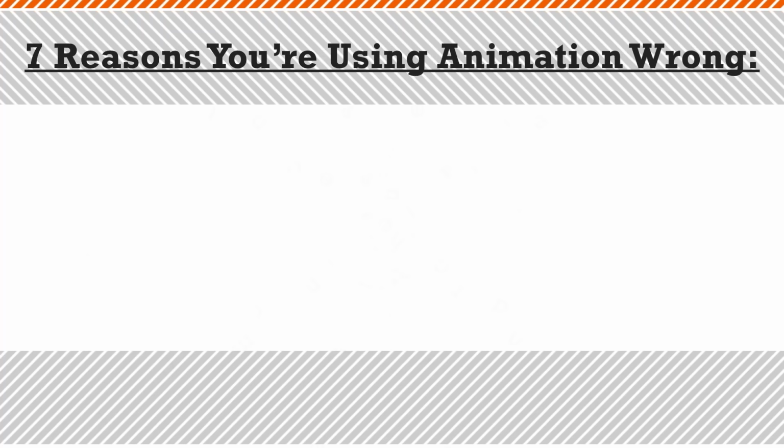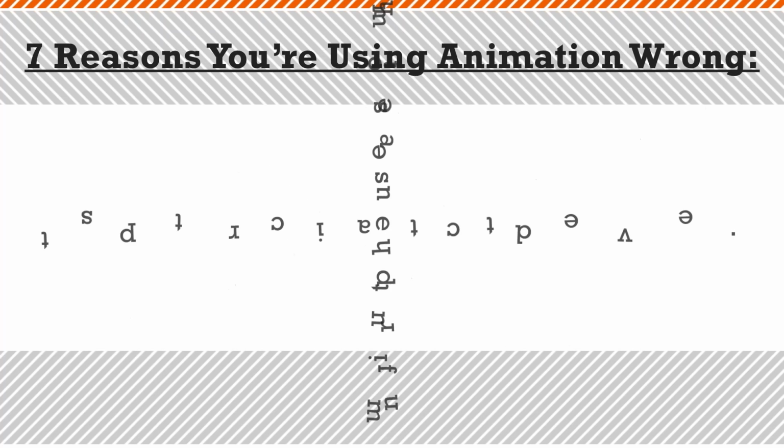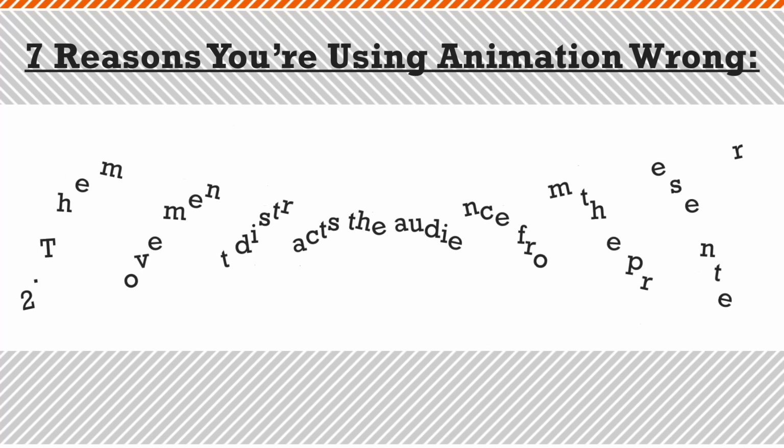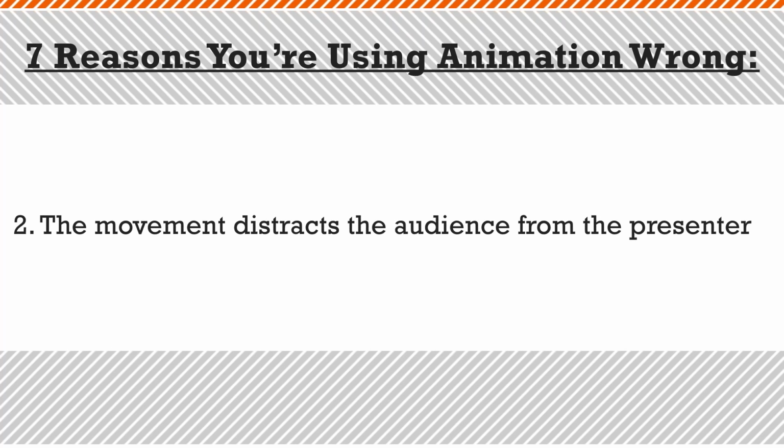Reason number 2. I might be able to say anything I want right now, and some of you wouldn't hear it because you're paying more attention to the spinning text on the screen. Number 2, the movement distracts the audience from the presenter.